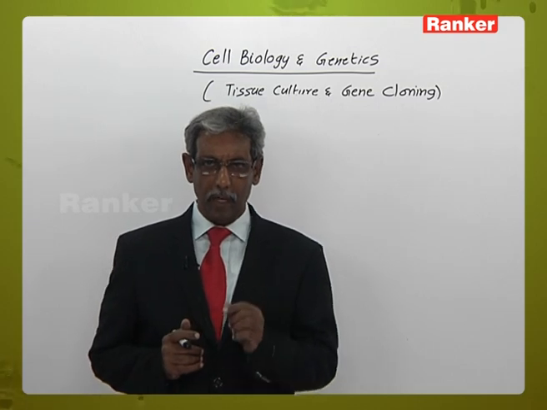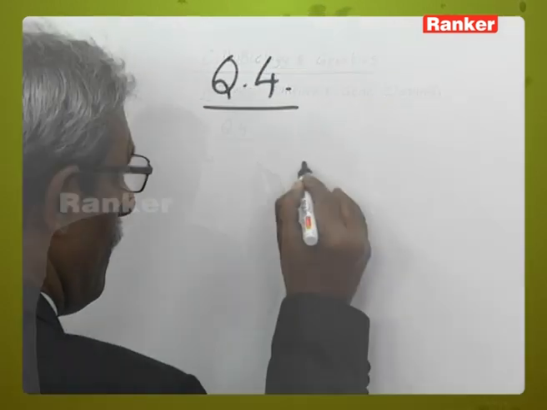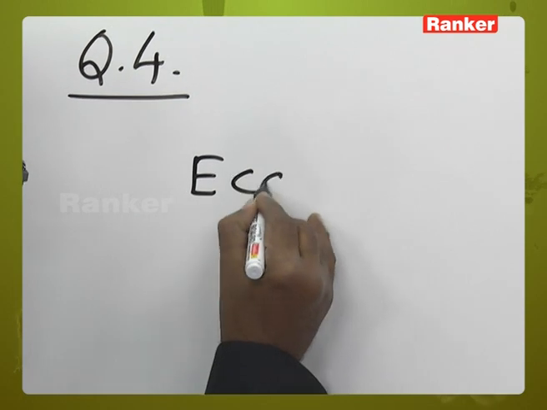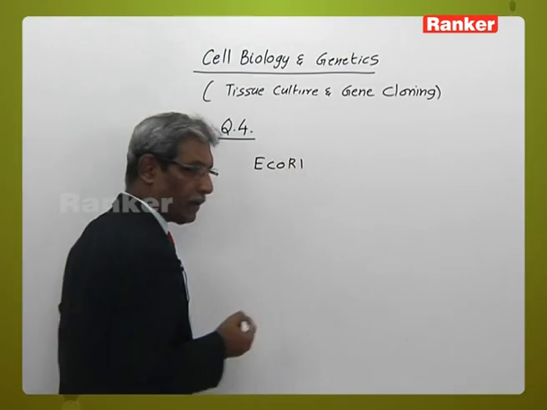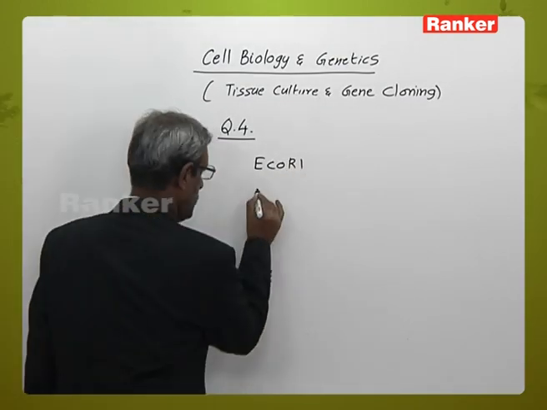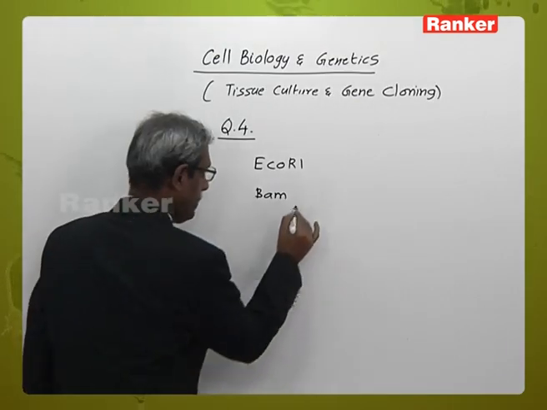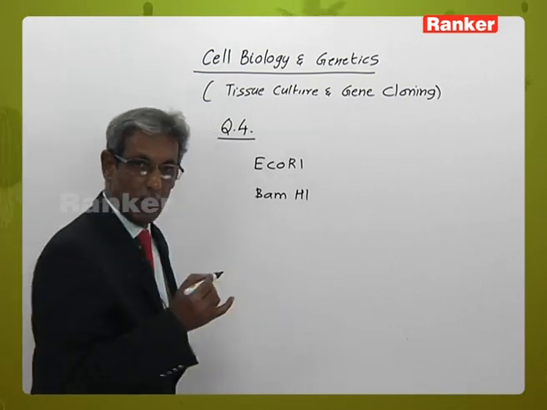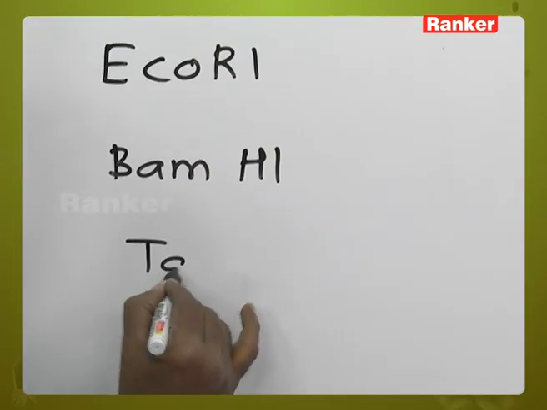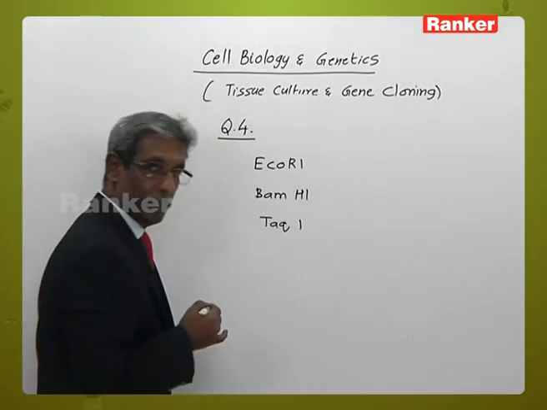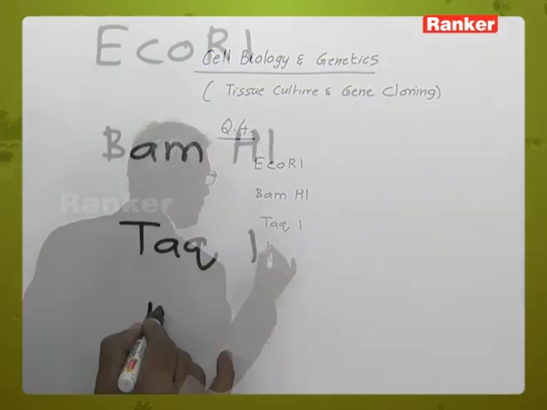Now, when you look at the choices, when we take Escherichia coli, EcoRI is one of the things. Next, we have got BamHI. Third one we have is TaqI, and next we have got is HindIII.